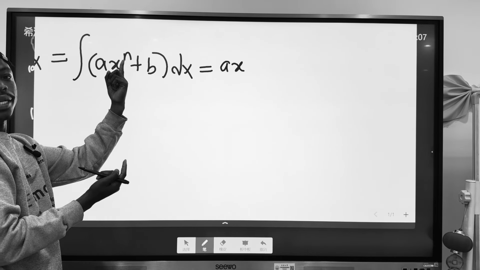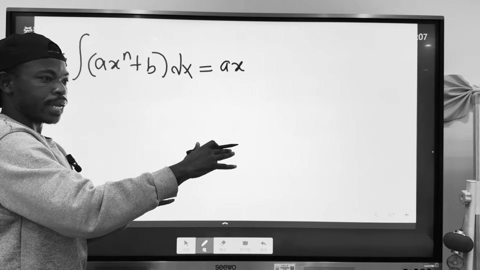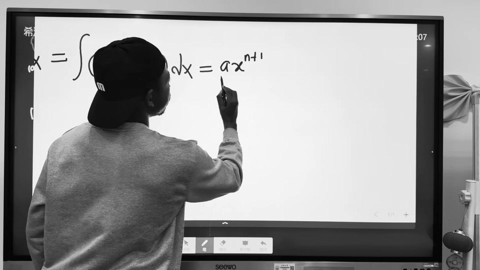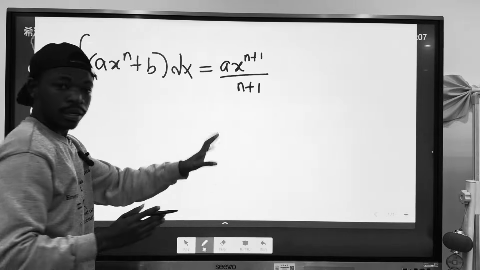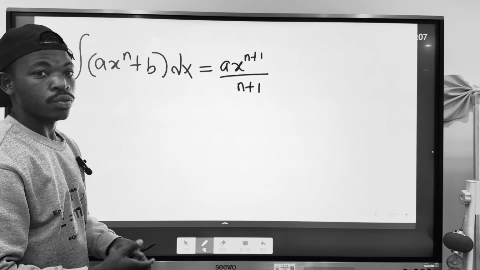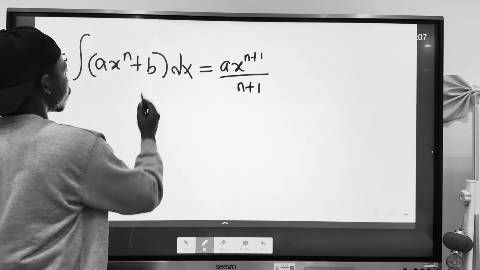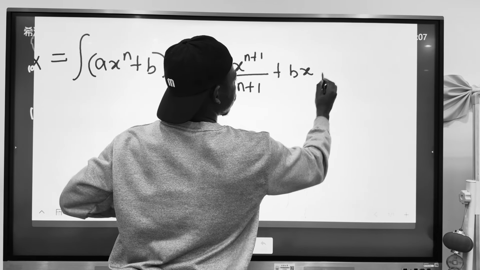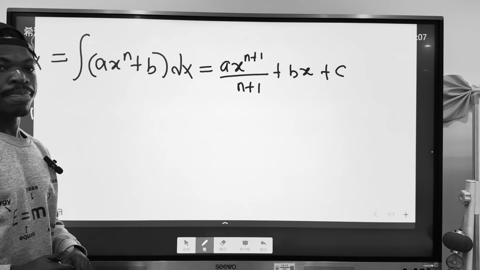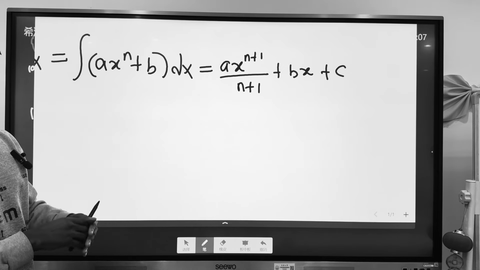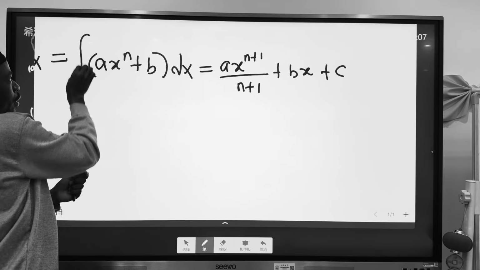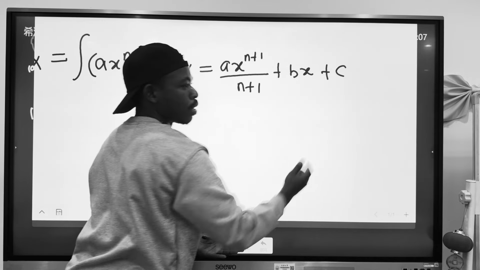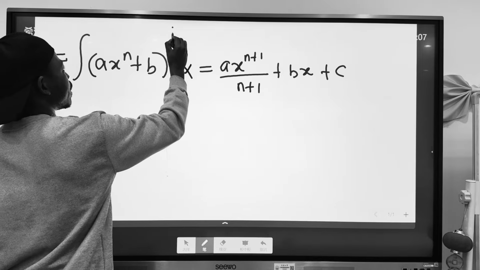This power was n. So for every term that has x, increase the power by 1, so it will be n plus 1. Then you divide by the new power, n plus 1. Then every term that has no x, you simply give it an x, so it becomes plus bx, then plus the constant c. This type of integral, where we do not have the little numbers, the limits, and after integrating we add the constant c, we call an indefinite integral.